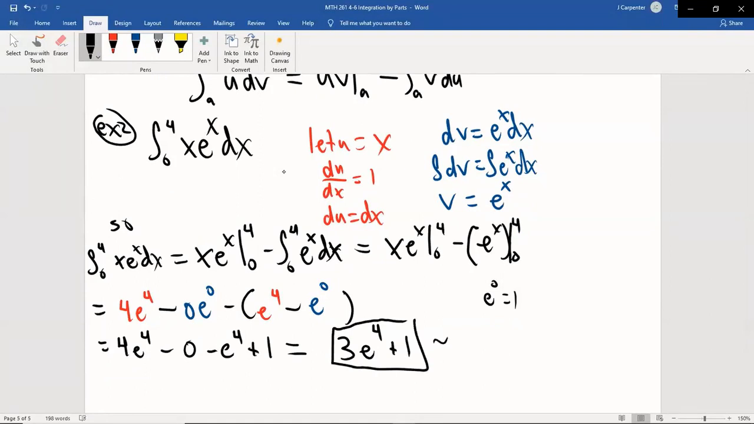If this was an application, you might want the approximation to that, which is 3 e to the 4th plus 1. Plug it in on your own calculators. I don't want to have to pull up mine. It takes a couple minutes.